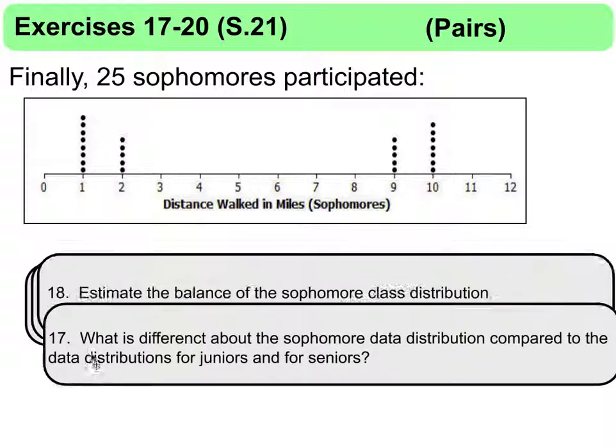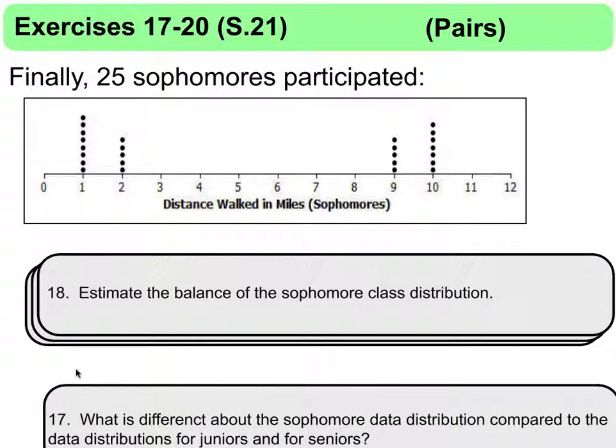So if we look at question 18, estimate the balance point of the sophomore class distribution. If we were to balance it out, or basically find the mean, then the mean or the average would be somewhere around 5. Now clearly no one walked 5, everyone either walked 1 or 2 or walked 9 or 10. But if we did average everything together, we would end up somewhere around that 5 mark.